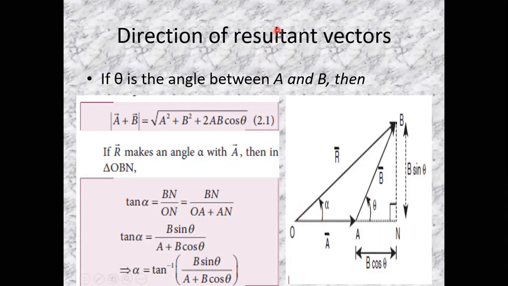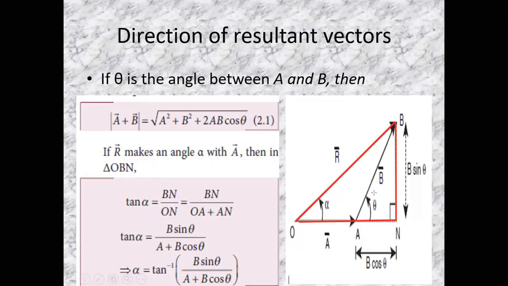Now you are going to take the same triangle again, the full triangle O, B, N. And we are trying to find the alpha value. Tan alpha is equal to BN by ON, that is opposite side by adjacent side. Opposite side is BN. Adjacent side is ON. ON can be written as OA plus AN.